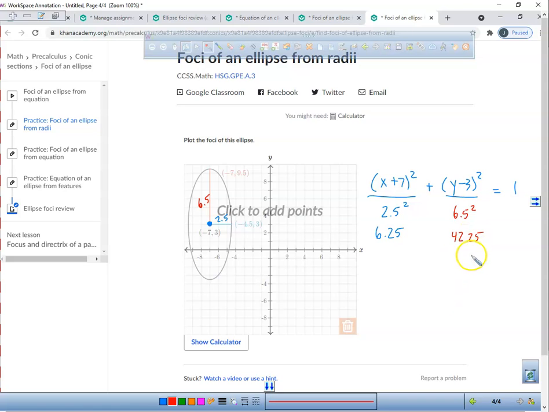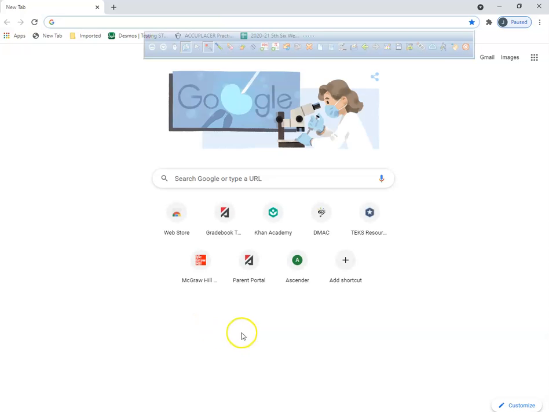Okay. So that's 42.25. All right. So what does this guy represent? That represents the a squared. This represents the b squared. So c squared equals 42.25 minus 6.25. Does that still give me 36? For those of you who are with me. Is that still?